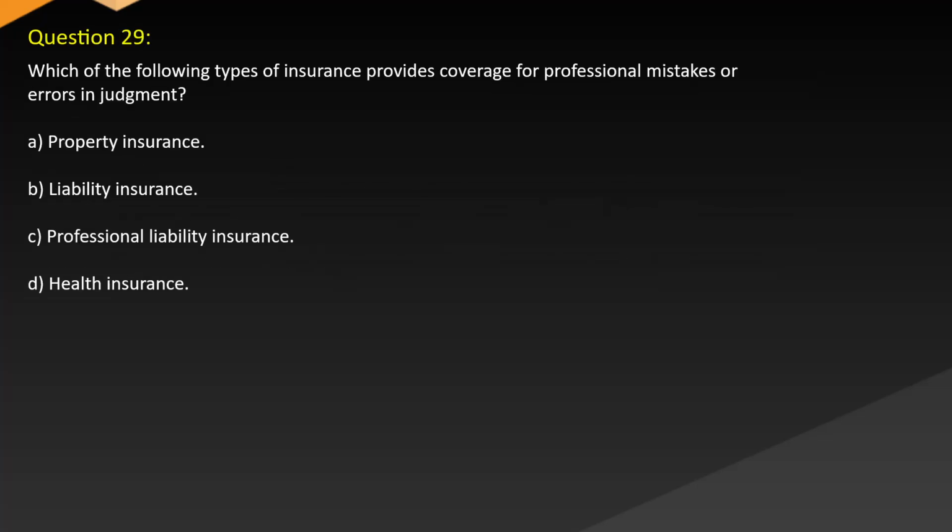Question 29. Which of the following types of insurance provides coverage for professional mistakes or errors in judgment? A. Property insurance. B. Liability insurance. C. Professional liability insurance. D. Health insurance.